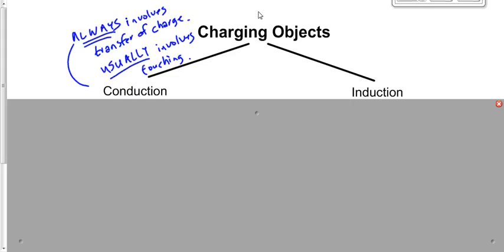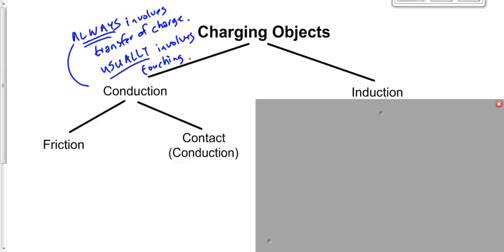Now we're going to break charging by conduction down into 2 subcategories. Your Physics 30 diploma exam doesn't always make this distinction. Sometimes on our diploma exam, they just have one umbrella category called conduction. But we're going to break it down into 2 subcategories.